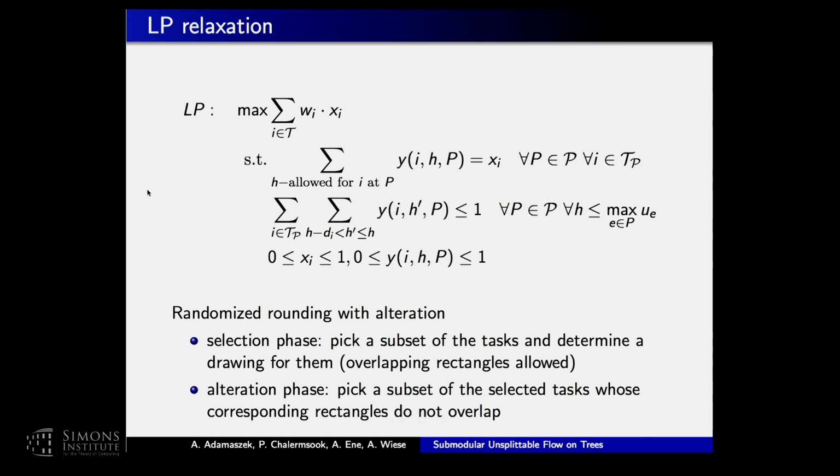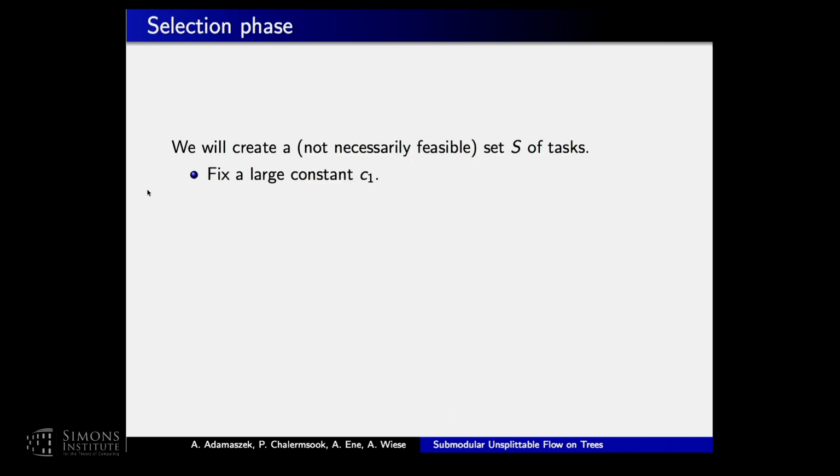And we can round it in the following way. In the selection phase, we will pick a subset of tasks and determine a drawing for them. This will give us a solution which is integral but might be infeasible. And then the second step will be the alteration phase. We will pick a subset of the selected tasks such that the corresponding rectangles do not overlap. So how do we do this?